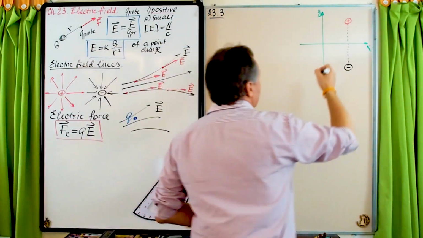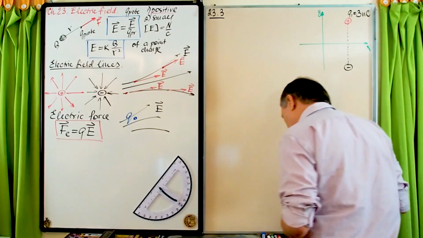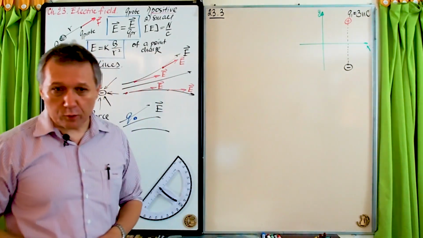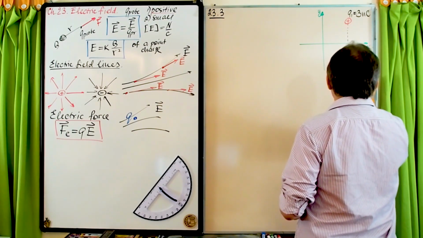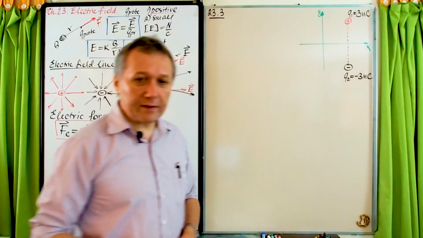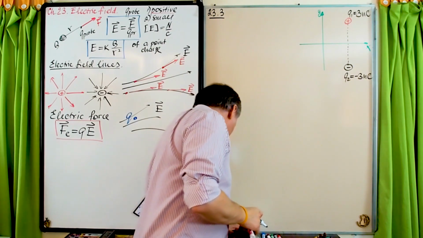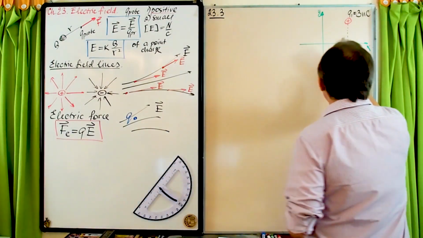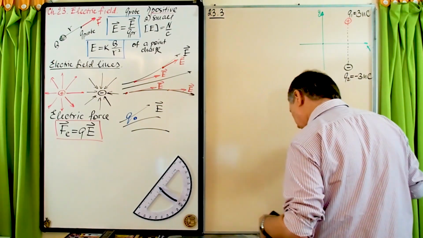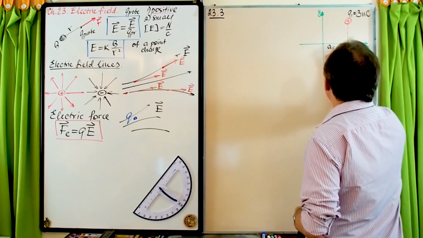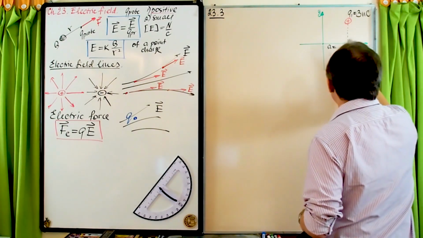Q1 and Q2, so this is Q1 of 3 nanocoulombs, I think, nanocoulombs. And this will be, of course, Q2, which is minus 3 nanocoulombs. Okay, so that's the electrical part. Now let's add some geometry. This distance from this point to this point, where should I draw it? Probably here underneath. So this distance A, from this point to that point, is 5 centimeters.